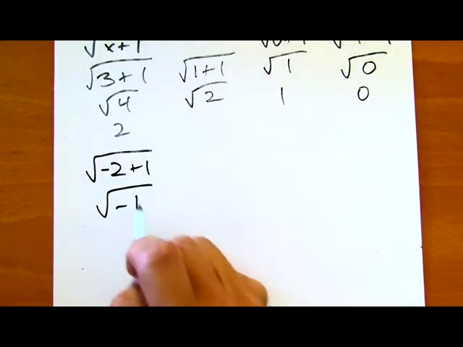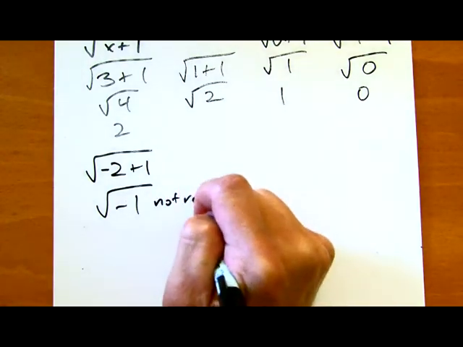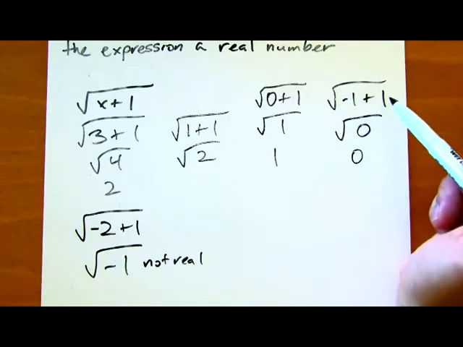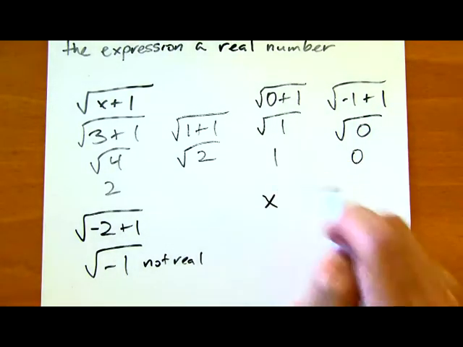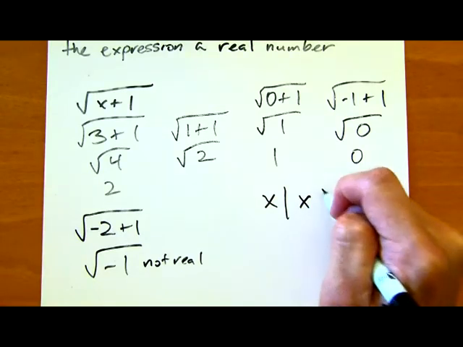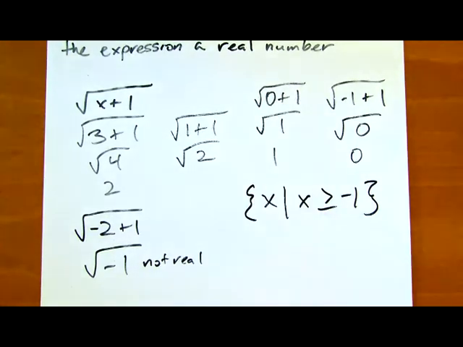You can't square root a negative, in which case this is not real. So we cannot go lower than -1. All x has to be greater than or equal to -1. Let's try it again.